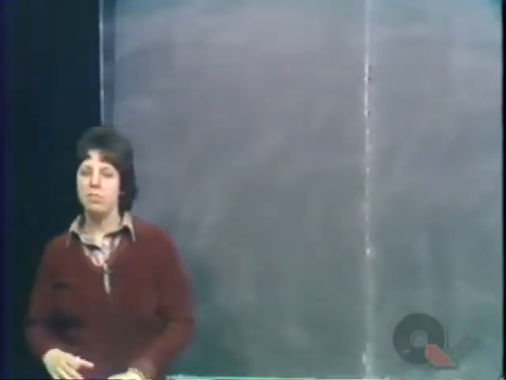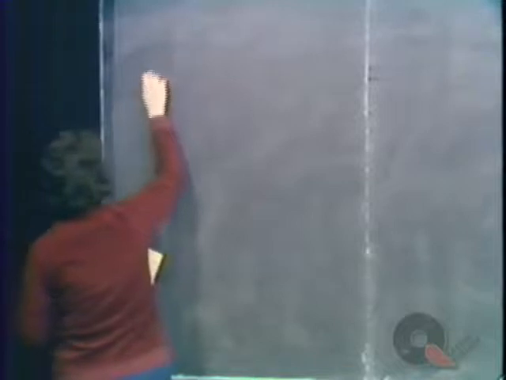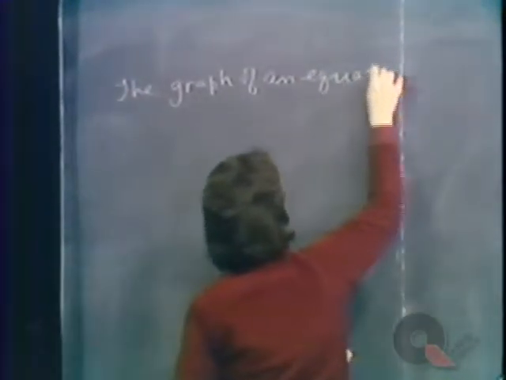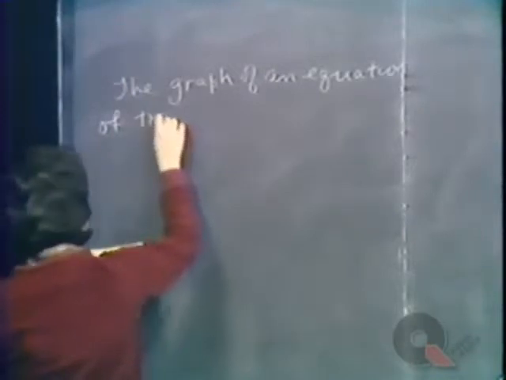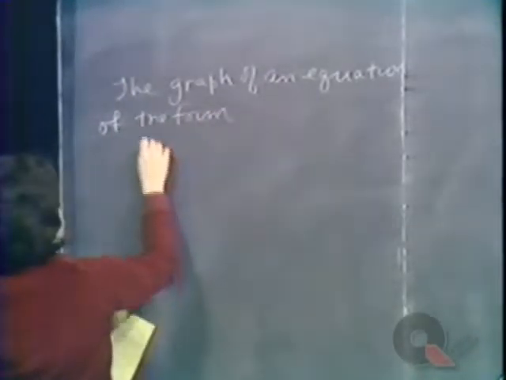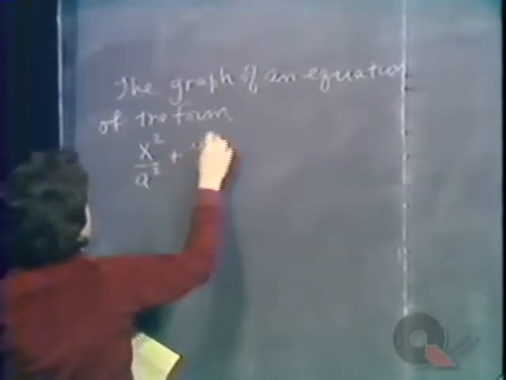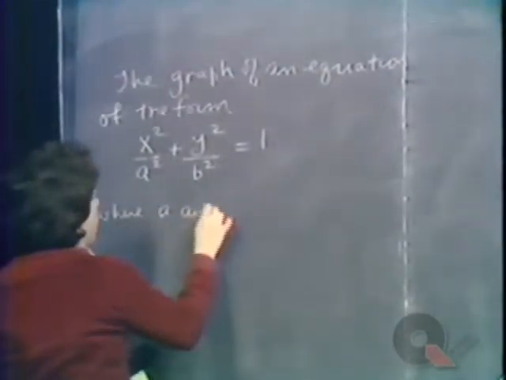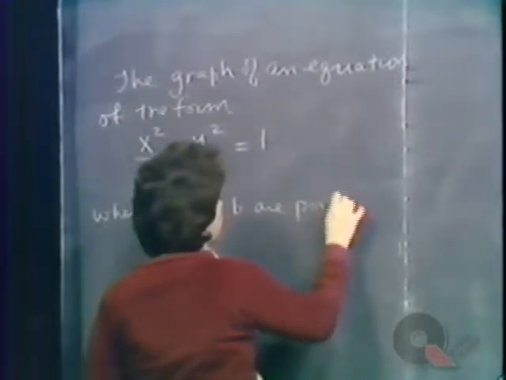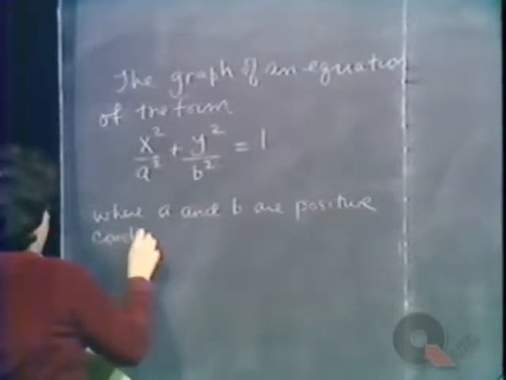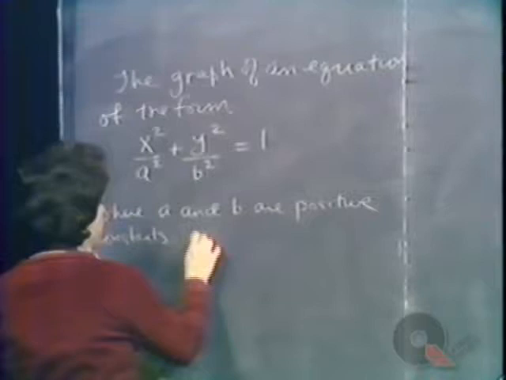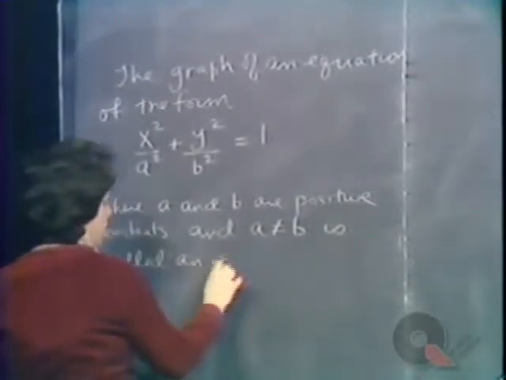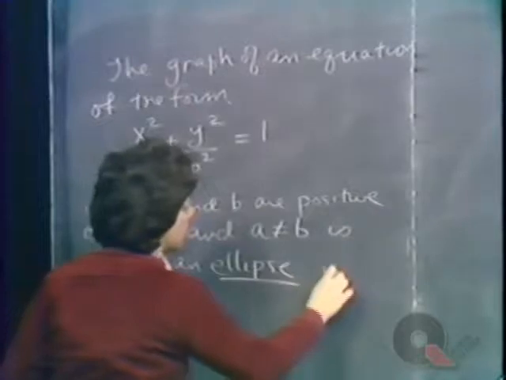In this video, we will study ellipses and hyperbolas. The graph of an equation of the form x squared over a squared plus y squared over b squared equals 1, where a and b are positive constants and a is not equal to b, is called an ellipse in standard position.